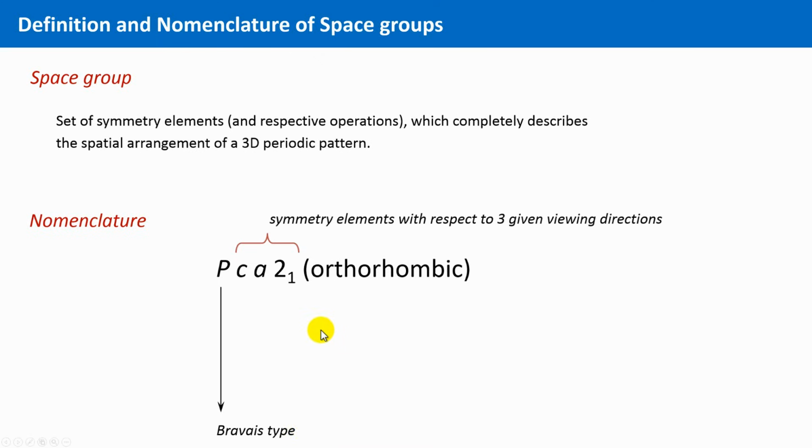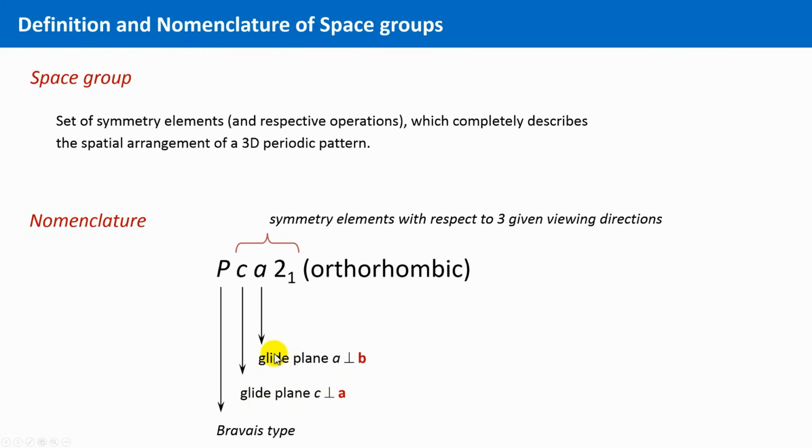The next 3 symbols specify 3 symmetry elements with respect to 3 given viewing directions. Here, in this example, we have first a glide plane C. Mirrors and glide planes are always given perpendicular to the specified direction. In the orthorhombic crystal system, the first viewing direction is along A. Don't be confused with the A and C. A is the direction of the crystallographic coordinate system where we can find the symmetry element when we look along this A-axis, and C is the symmetry element, a glide plane whose translational component is along the C direction.